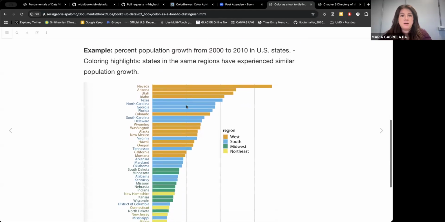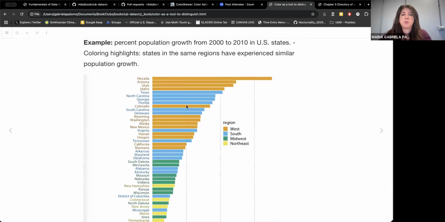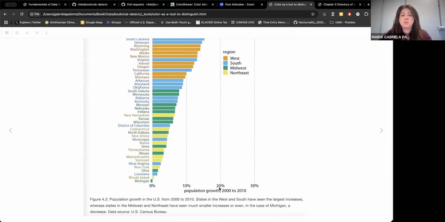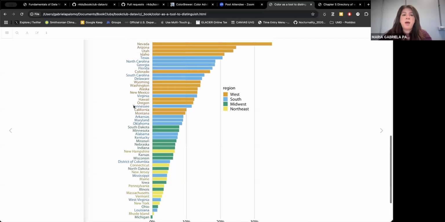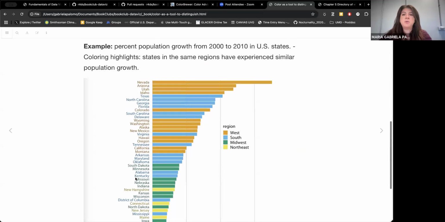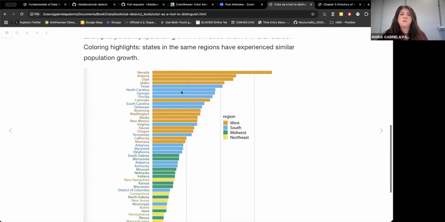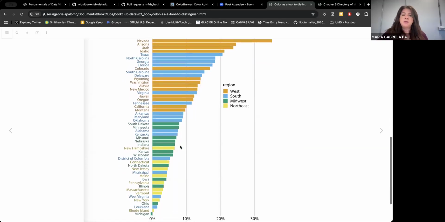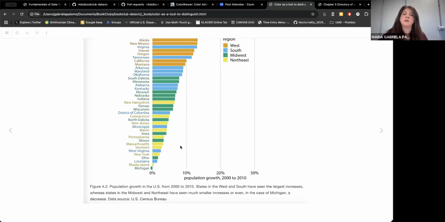If we look at an example in a graph, here you can see the percent population growth. On the x-axis, we have population growth from 2000 to 2010, and on the y-axis, we have different US states. Here, when you color each group of bars, what they're representing are categories, in this example regions: the West, South, Midwest, or Northeast. So when you see these graphs, you can rather rapidly organize them in your mind and say, okay, if I'm comparing all the green ones, those are all from the Midwest. That is the category that green is representing, right?